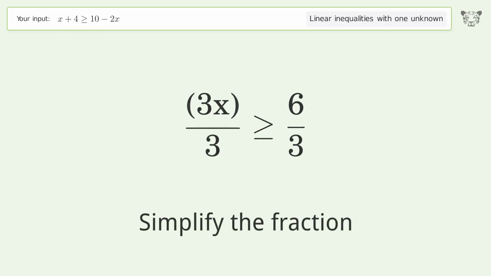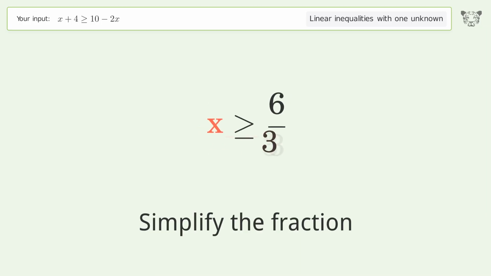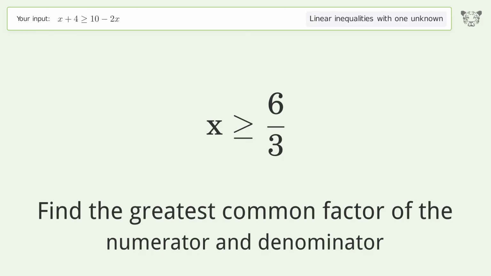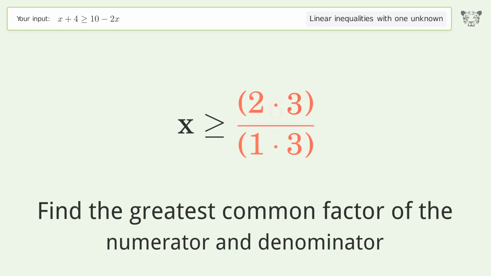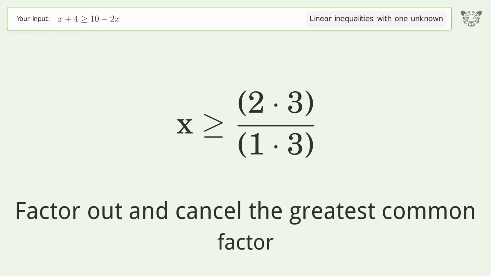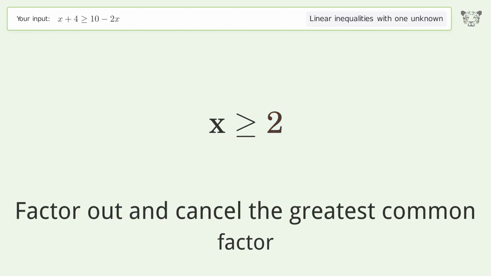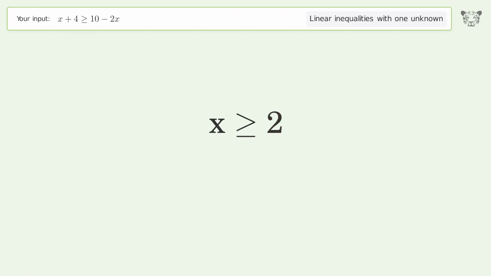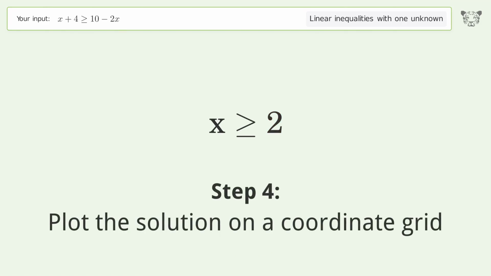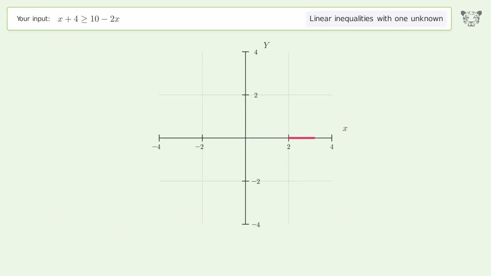Simplify the fraction. Find the greatest common factor of the numerator and denominator. Factor out and cancel the greatest common factor. Plot the solution on a coordinate grid. And so the final result is x equal or greater than 2.